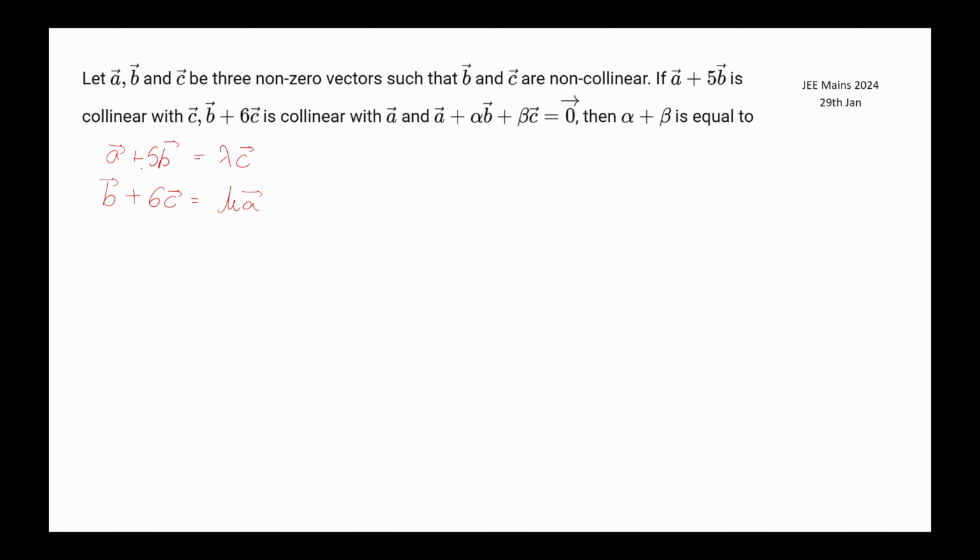Now let us eliminate A from the first equation. Let us put the value of A vector from the first equation into the other. From the first equation, what we can say is that A vector is equal to lambda C vector minus 5B vector. So let us put this value in this equation. We would be left with B vector plus 6C vector is equal to mu times lambda C vector minus 5B vector. And from here, what do we get?